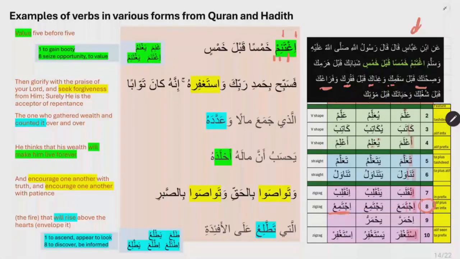وفراغك, your free time, قبل شغلك, before your business and your busy times in your life, and you appreciate your life before your death. So this is a beautiful hadith about appreciating five things before five other things set in our lives. Right, but here's the example of ightanim, just to mean value, to seize the opportunity or to value something before it goes away from you.